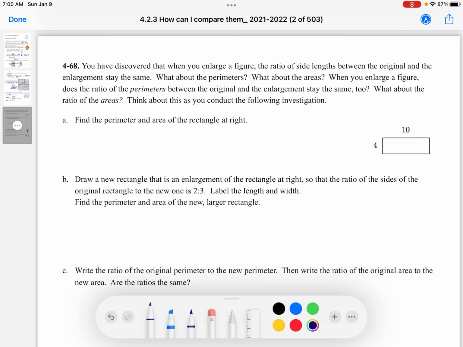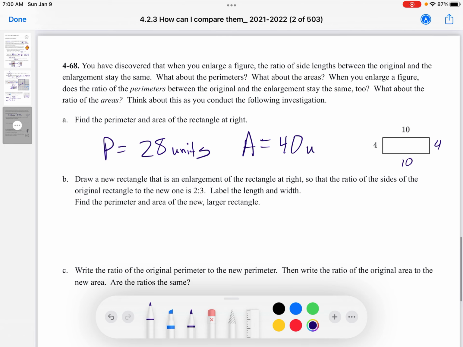Find the perimeter and area of the rectangle at the right. So the perimeter, add up all our sides: 4 plus 10 plus 10 plus 4. Perimeter is going to be 28 units. And area equals 4 times 10, which is 40 square units.